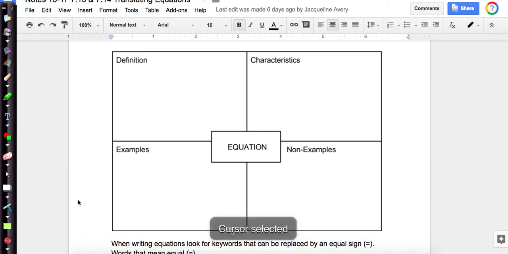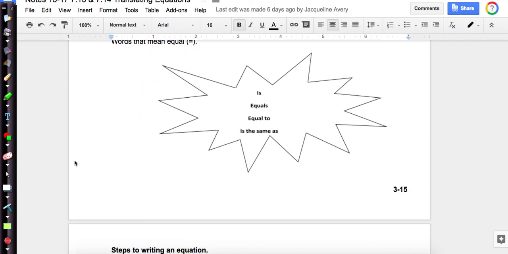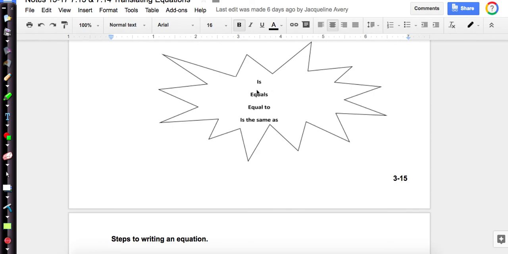When writing equations, look for keywords that can be replaced by an equal sign. Here are some words that mean equals. Is, equals, equal to, those are pretty obvious, and is the same as. So the ones we have to remember are is and is the same as. And is the same as has the word is in it.